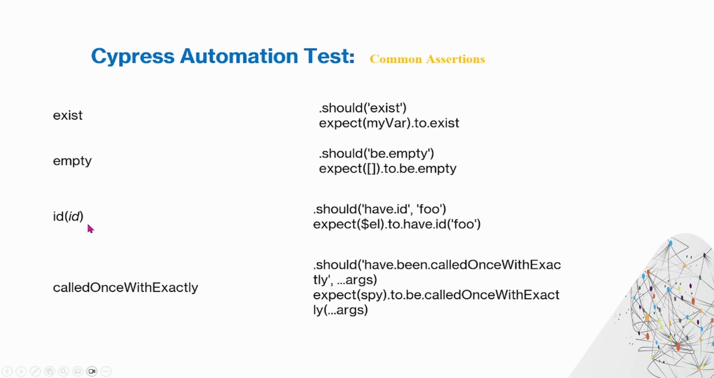Or to check something's ID, you can use .should('have.id', 'foo'), or you can use expect that certain ID to have ID foo. And then to be called once with exactly, this is something else that you can do. So you can use .should('have.been.calledOnceWithExactly', args), or you can have expect to be called once with exactly args as well. So these are different assertion methods that you can use in Cypress.